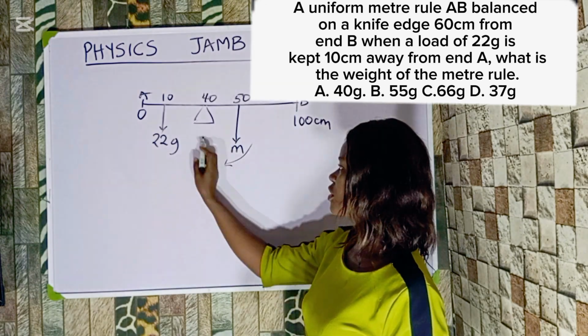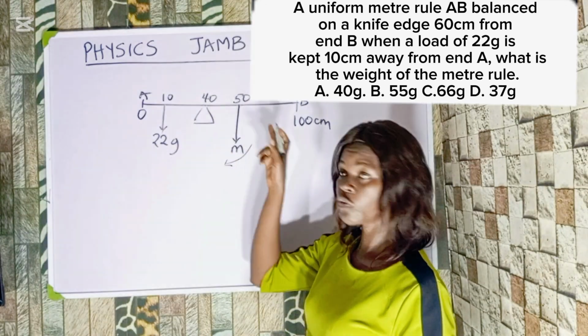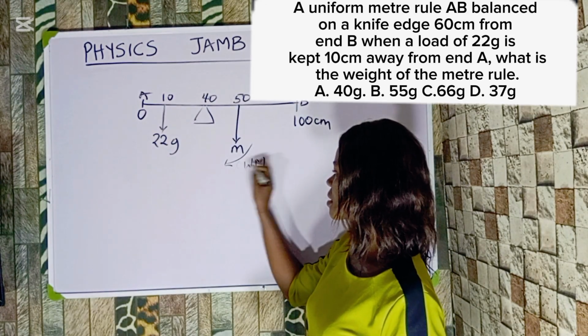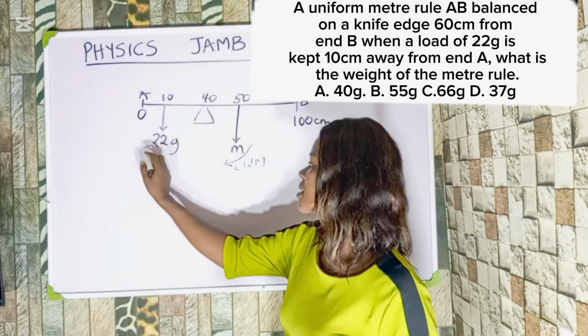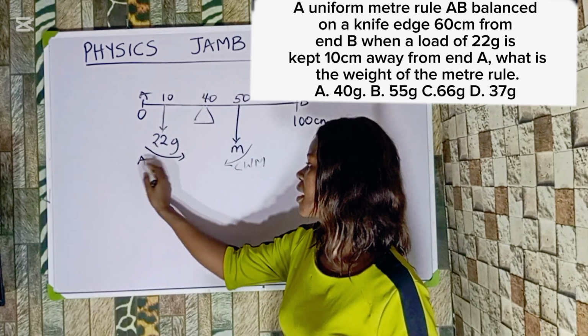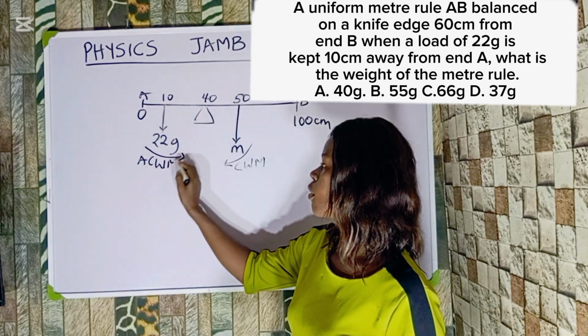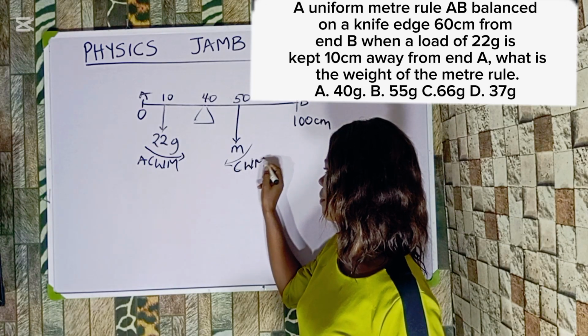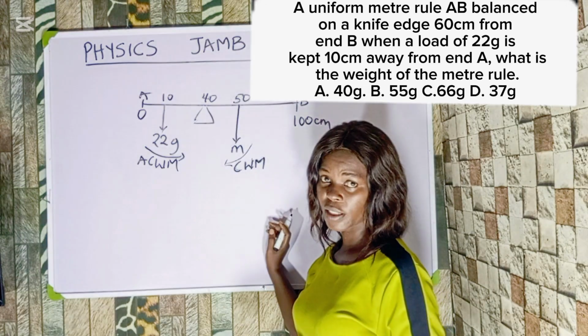Now, when you get to this point, it's going to do what? Turn to continue from up. So this is clockwise moment. While this is anti-clockwise moment. Do we get it now? Now this is clockwise moment, while the other one is anti-clockwise moment, okay?